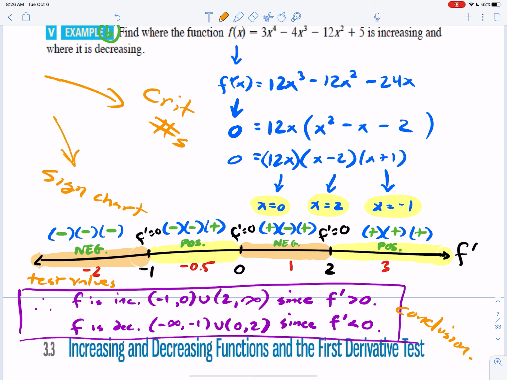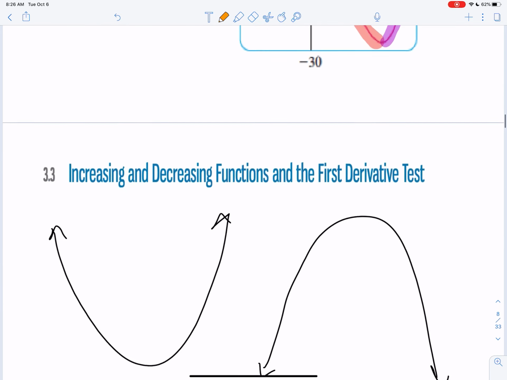And we create a sign chart so that we can see exactly in which intervals the function will increase or decrease. Again, please stay away from vague words like it is increasing, it is decreasing, it is positive, it is negative. Don't use the vague words there. Be very specific, okay? All right, here we go.